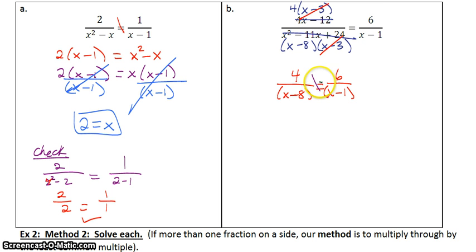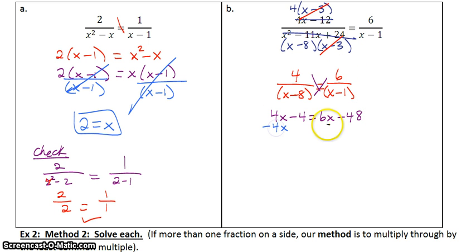Now if I cross multiply, I can see nothing else is going to cancel, so I'm doing 4 times this whole parentheses, so that would be 4x minus 4. For my other diagonal, 6 times x minus 8, that would be 6x minus 48. Now it's an easy equation to solve, so let's get all our variables on one side, numbers on the other.